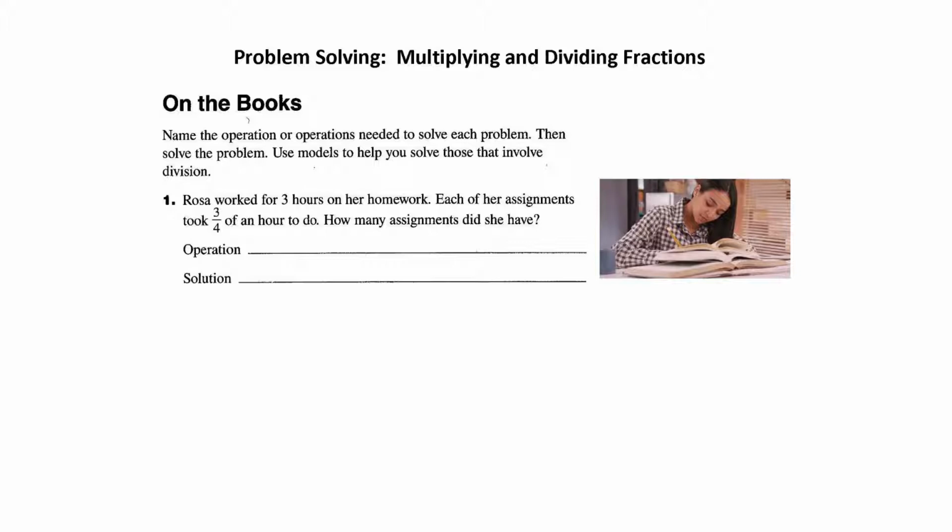We know that Rosa worked for 3 hours, and we're supposed to use a model to solve this problem, so we're going to draw 3 circles to represent 3 hours. Each of her assignments takes 3/4 of an hour, so we're going to divide each of these hours into fourths. Now, one assignment takes 3/4 of an hour. So this will be one assignment.